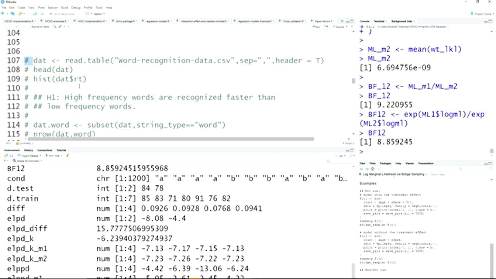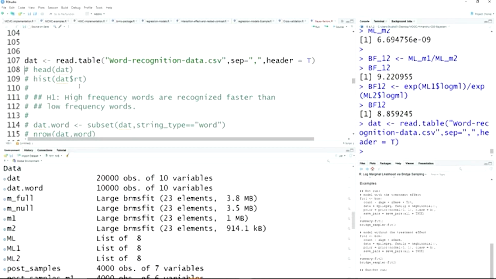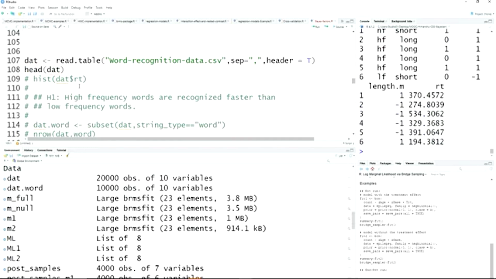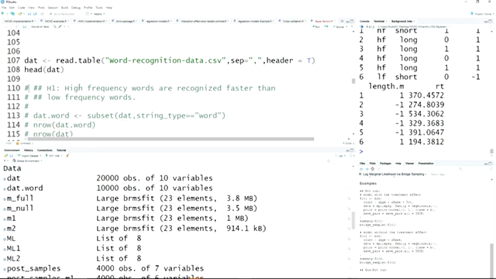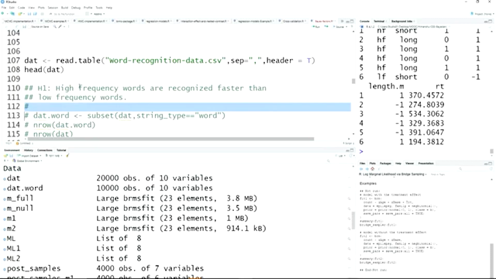For example, consider that you have this word recognition data, okay, which looks like this. So this is data where participants are asked to read some strings on a screen, which could be a word or non-word, and their task is to recognize correctly whether it is a proper word or a non-word, right? And what we are recording is their recognition times. How much time do they take to recognize whether it is a word or not? Our hypothesis that we want to test is whether high frequency words are recognized faster than low frequency words. That's the hypothesis, right? So how do we test this hypothesis?